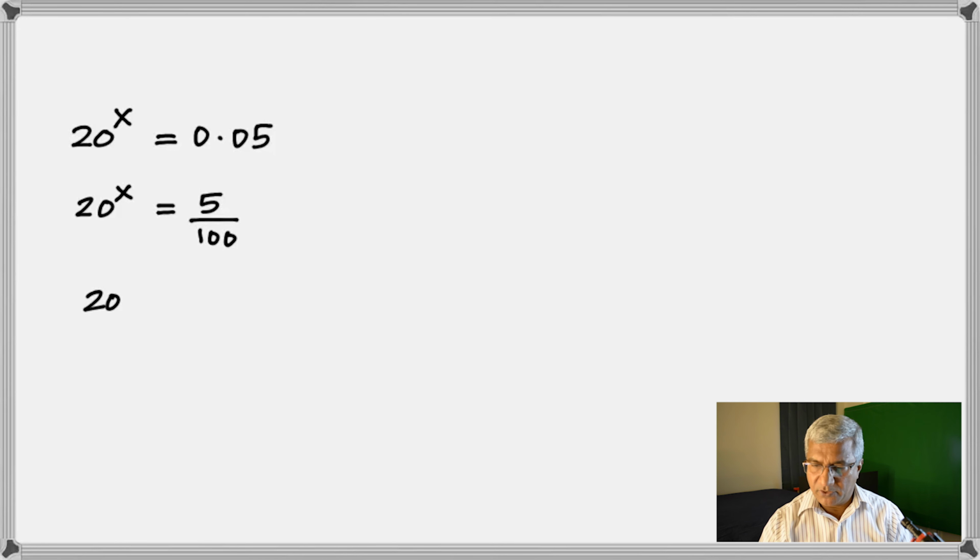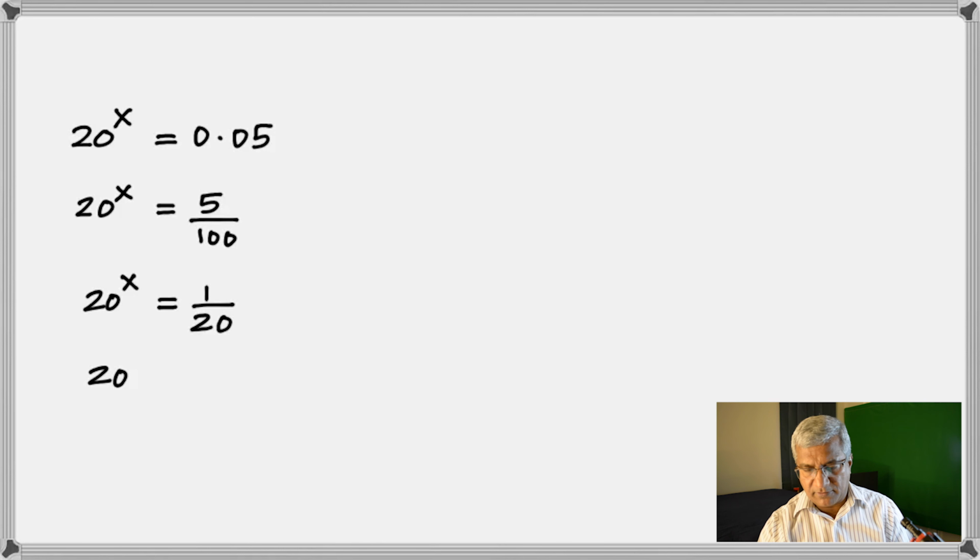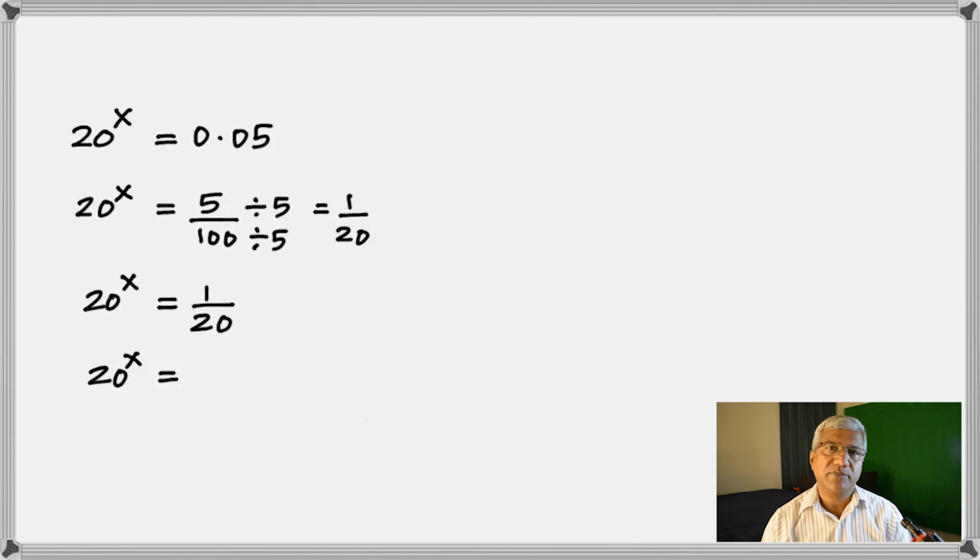Yes, it is. And then 5 by 100 is 1 by 20, because you can divide the numerator and the denominator by 5. And so you get 1 by 20. And once you have 1 by 20, like we did in the last one, it's nothing but 20 raised to minus 1. Once again, we got the bases to be equal, so we can put the powers equal to each other. So x is equal to minus 1.